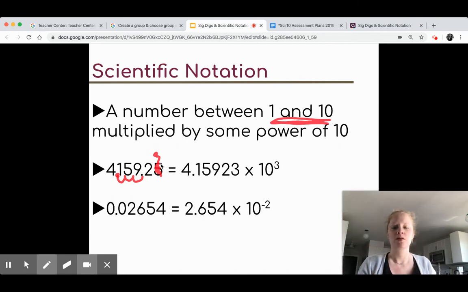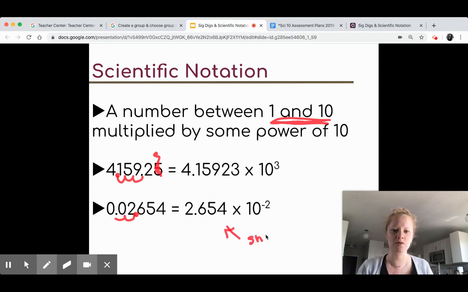Okay, so our second one, 0.02654. I'm going to move it 1, 2. I'm going to stop when I get a number between 1 and 10, which is 2. So 2.654. How many times did I move that decimal? 1, 2, so 10 to the negative 2. And that is because this was a decimal number.